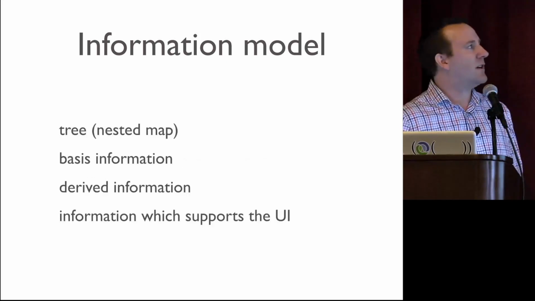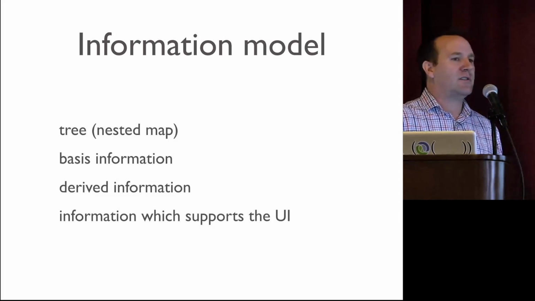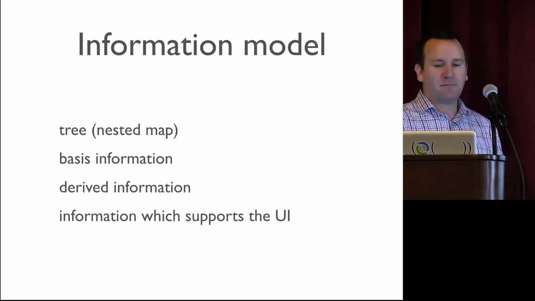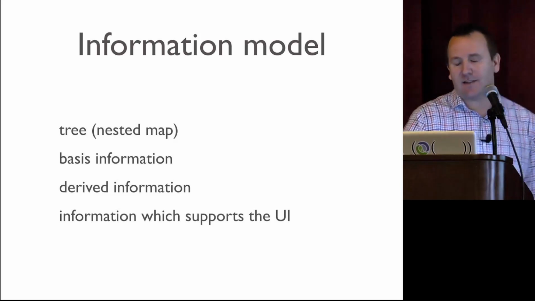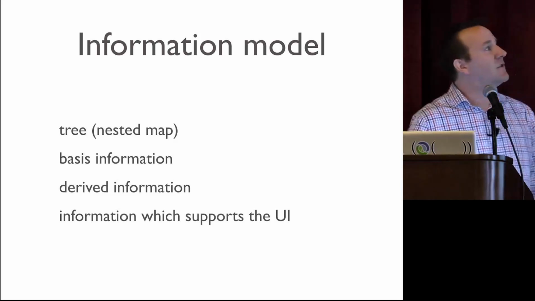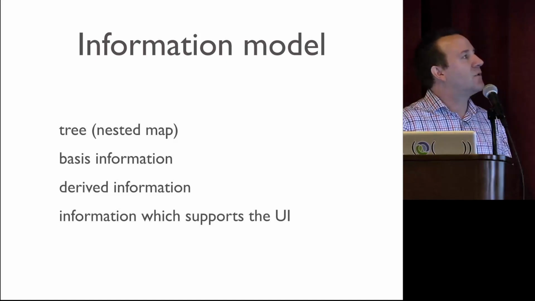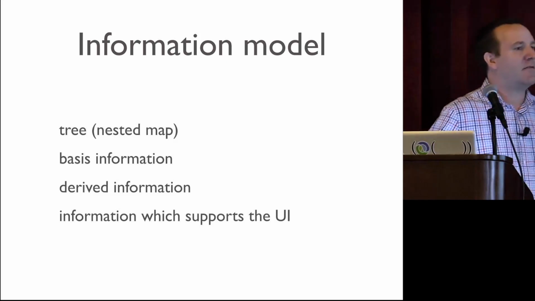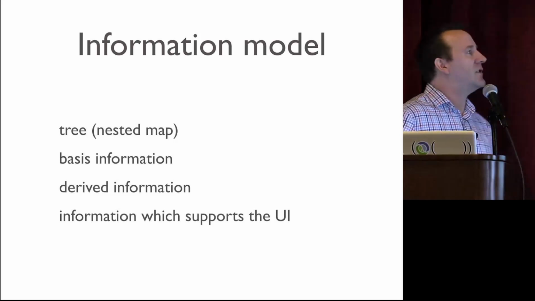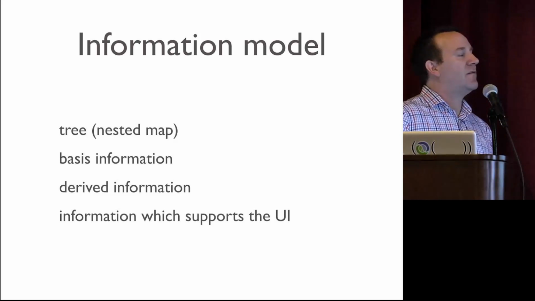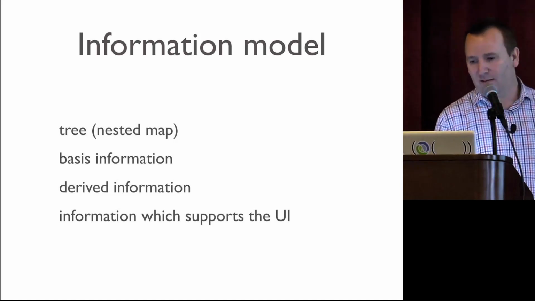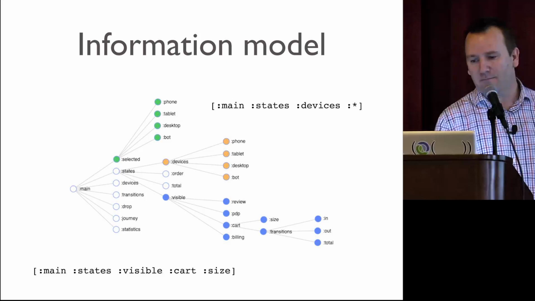So the way that we store data is in a tree, and you can just think of this as nested maps. That tree contains the basis information that we might receive from other sources that talk about things that we know. These are the facts that we have learned about. We have derived information, things that we derive from the basis information, and we have some information that supports the UI. So that's what we put in our data model or our information model.